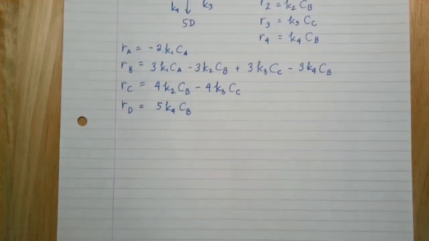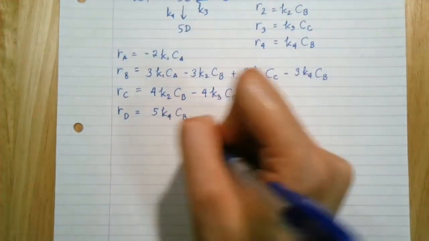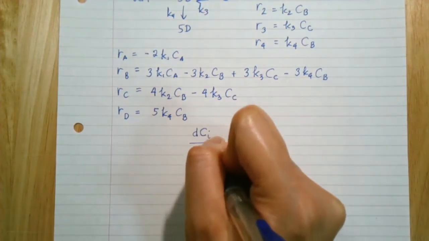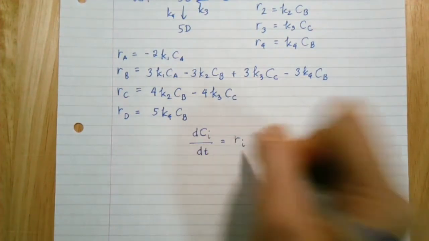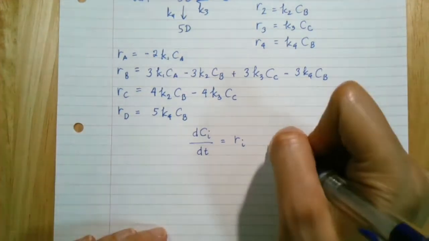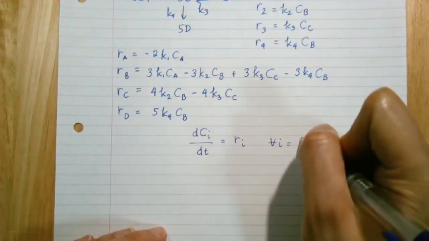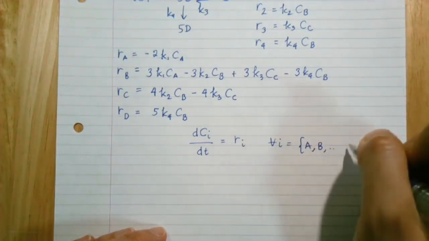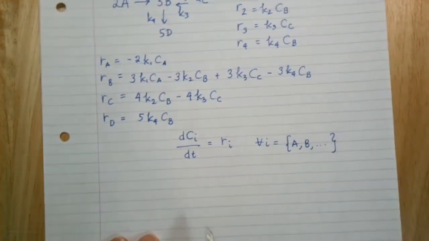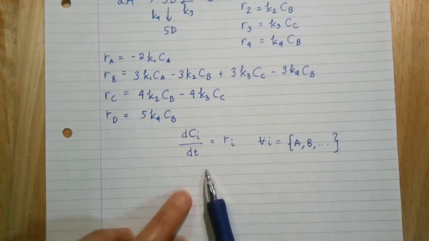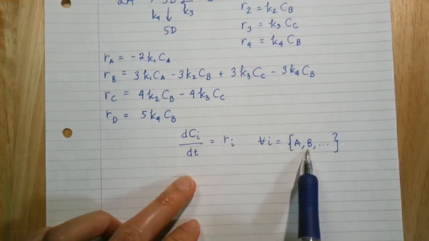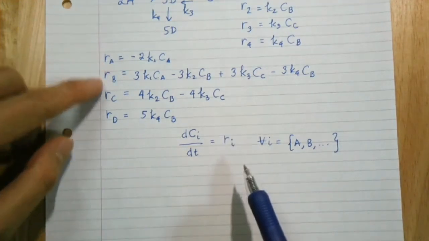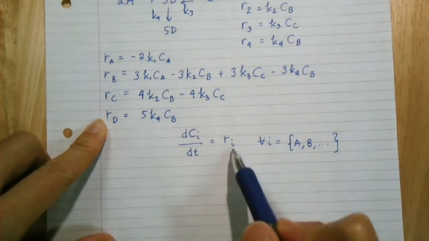Okay. So for a batch reactor, the change in concentration of component I with respect to time is equal to the rate of generation of component I. And you can write this for all I in the set containing components A, B, and so on. So you just have to expand this for every component A, B, C, and D, and substitute the expression for the rates of generation of each component I.